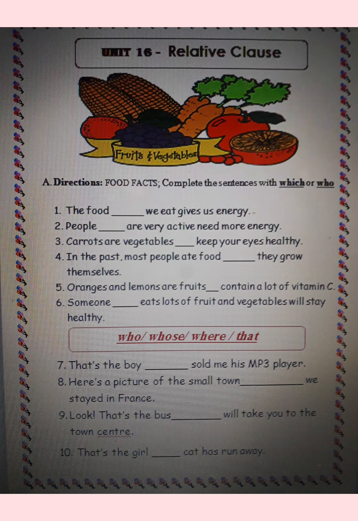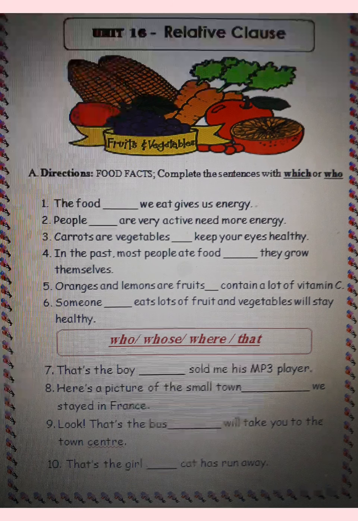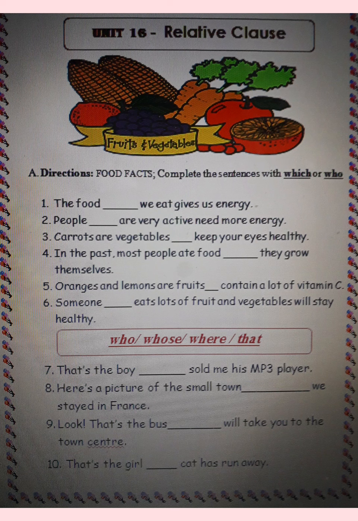Number 2, people who are very active need more energy. 3, carrots are vegetables which keep your eyes healthy. Number 4, in past, most people ate food which they grow themselves. 5, oranges and lemons are fruits which contain lots of vitamin C. 6, someone who eats lots of fruit and vegetable will stay healthy.